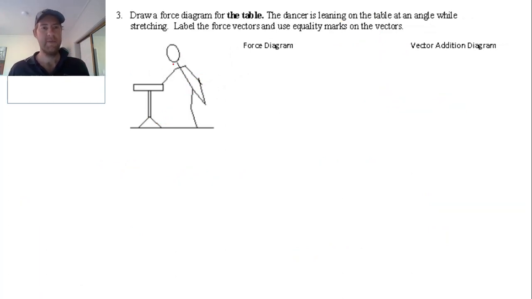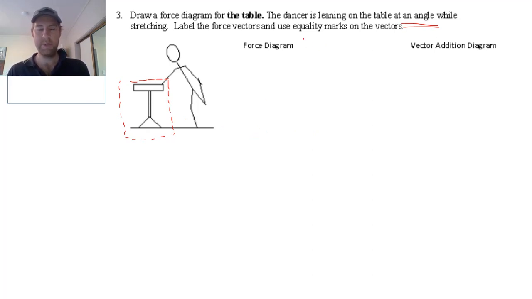Draw a force diagram for the table. The dancer is leaning on it at an angle while stretching. Label the force vectors. Right, let's go through the same thing.